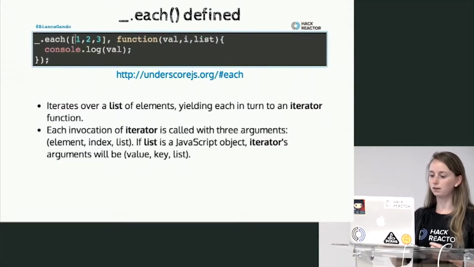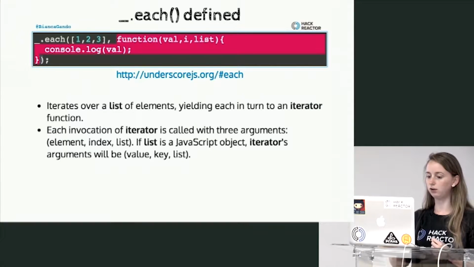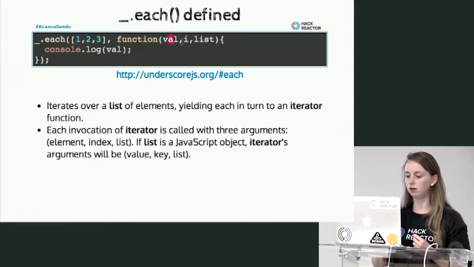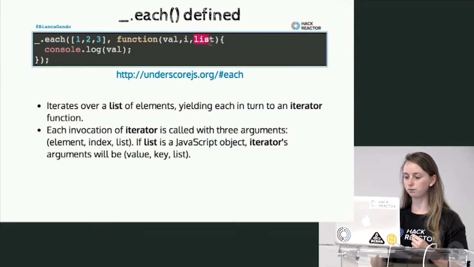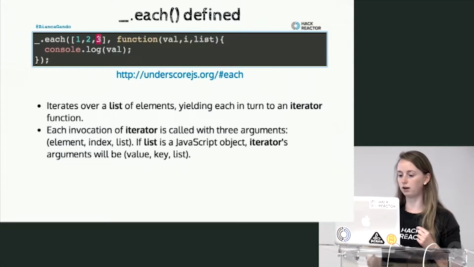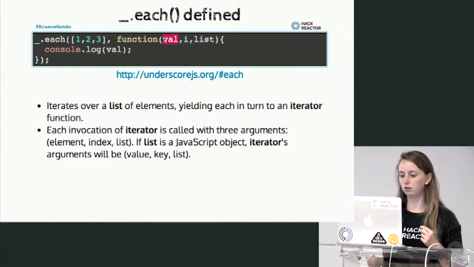So in this example, this function here is going to be called 3 times. The first time it is called with 1 as the value, and 0 as the index, and the whole array. The second time, val is going to be 2, and the index is going to be what? What's the index going to be? 1. And then the whole list, that array. And then the last time, the val is going to be 3, i is going to be 2, and again the list is going to be the whole list.